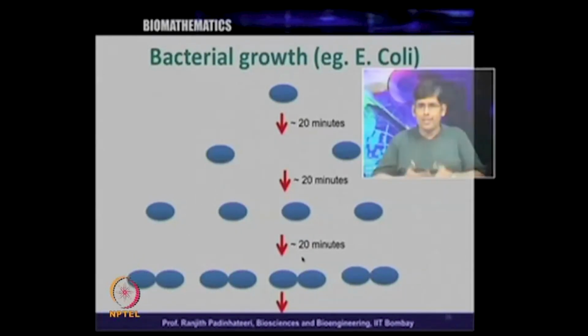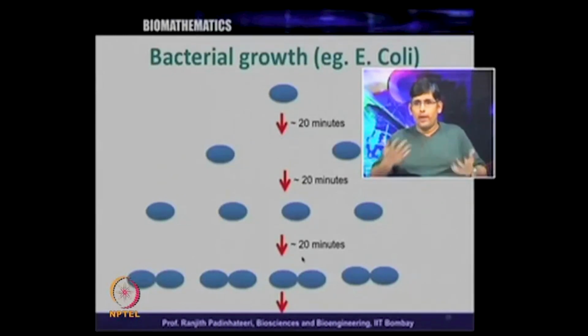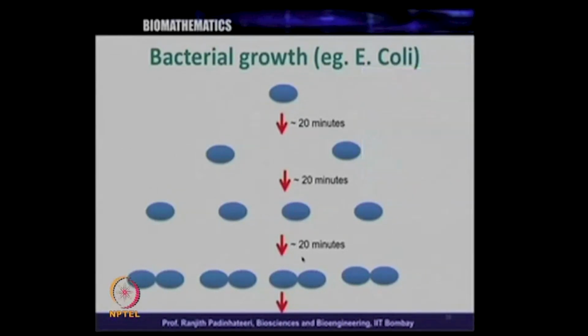So, then it just keeps increasing. Each of them can divide. If there are 3 of them, all 3 can divide and become 6, and if there are 6 of them, all 6 can divide and become 12, and if there are 12 of them, all the 12 can divide and become 24. So, in this case there are 2 points to note.